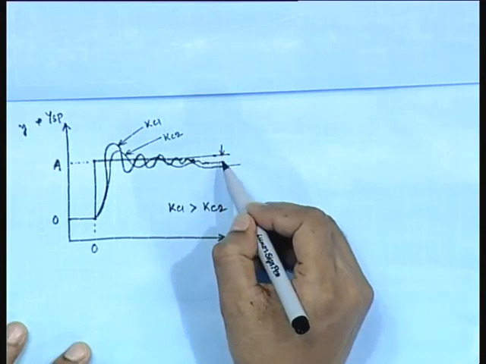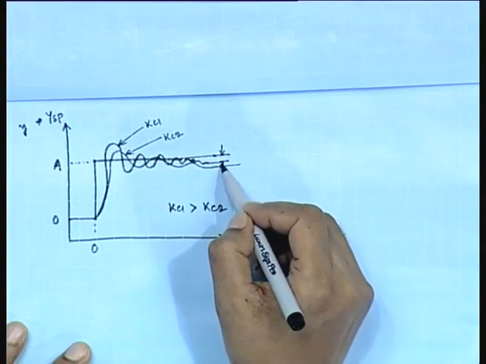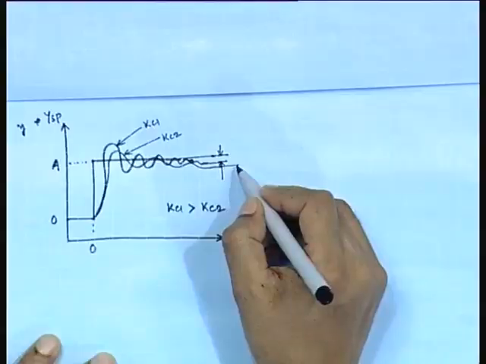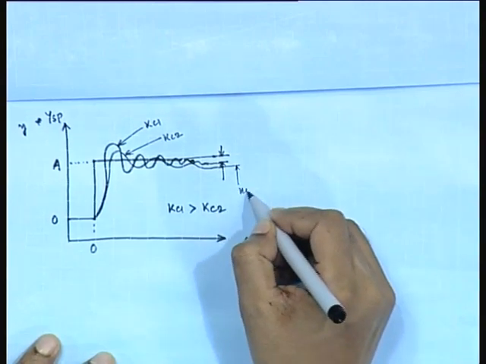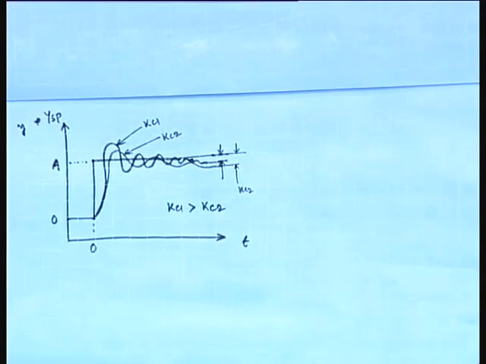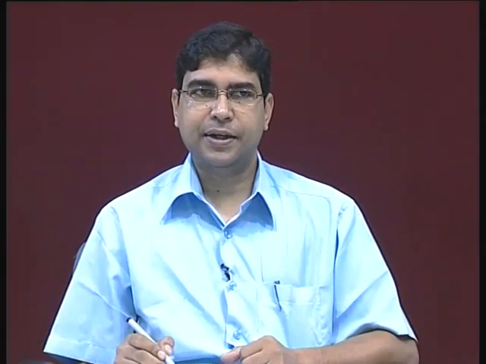for large Kc, the offset is relatively small, and this is for the case of Kc2, offset is large for small Kc, fine. So, the above 2 points are taken into account in the development of this closed loop response, fine.